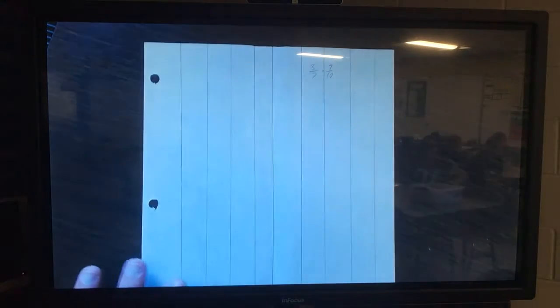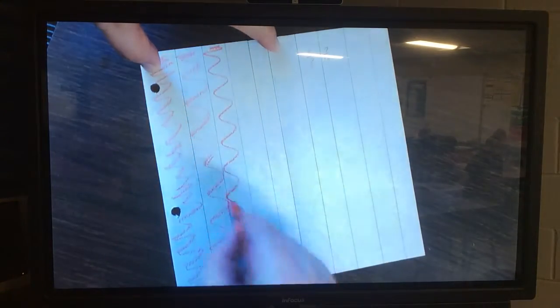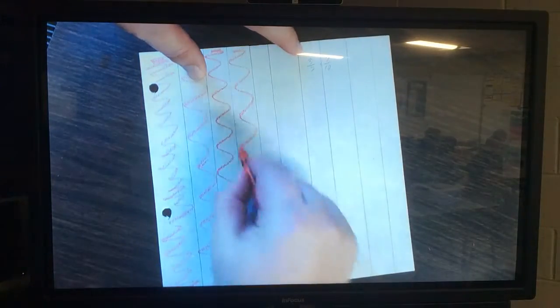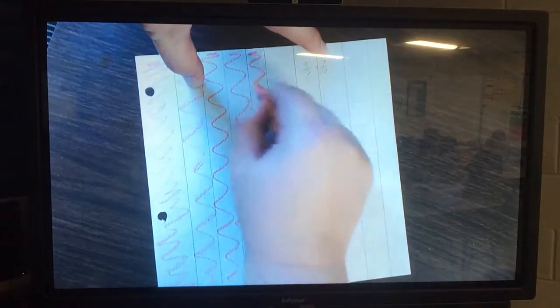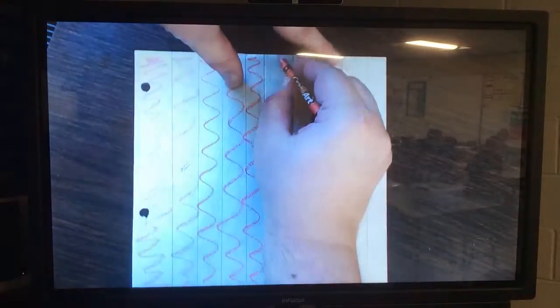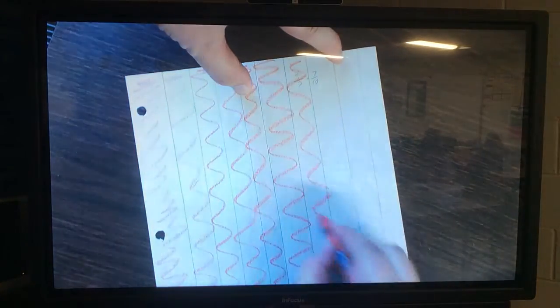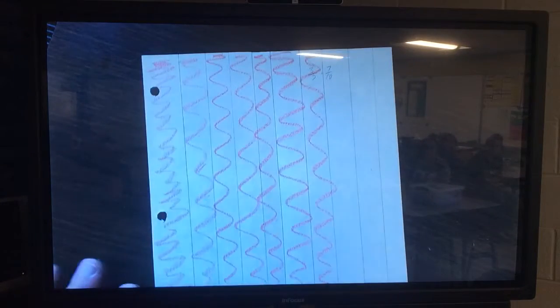Now, I need to shade in 7 of these 10 parts. When I shade in 7 of these 10 parts, I'm not trying to get rid of every bit of the white space. I'm just trying to show that these are taken up. So there's 1, 2, 3, 4, 5, 6, 7. So I got 7/10.